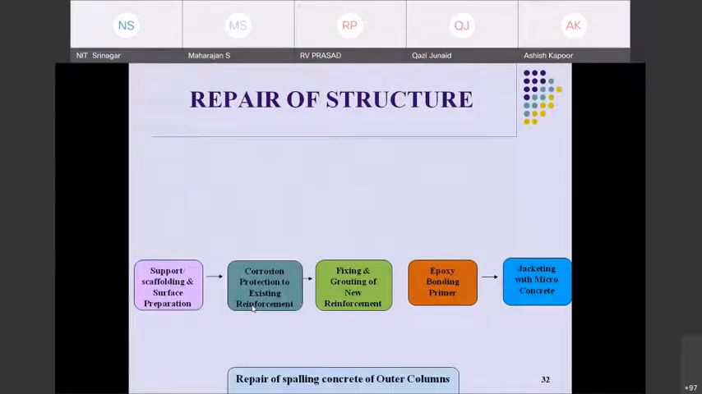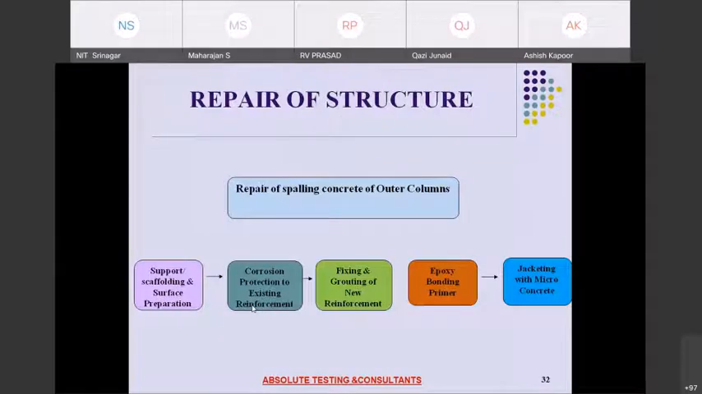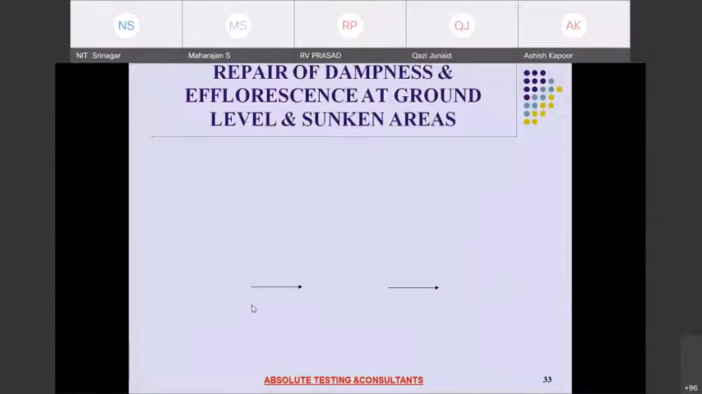So this is how the structure can be repaired. Repair of spalling of concrete at outer columns: first of all, we have to support the structure using scaffolding, and surface preparation is to be done. In surface preparation, you have to remove all the loose materials. Then we apply corrosion protection to the existing reinforcement. Then fixing and grouting of new reinforcement, which can be done using chemical anchorage. Before applying the micro concrete, you have to apply a bonding agent, because it is difficult to make a bond between the old and new concrete. That's why we are using an epoxy bonding primer.